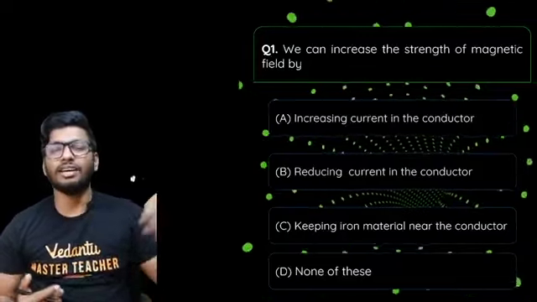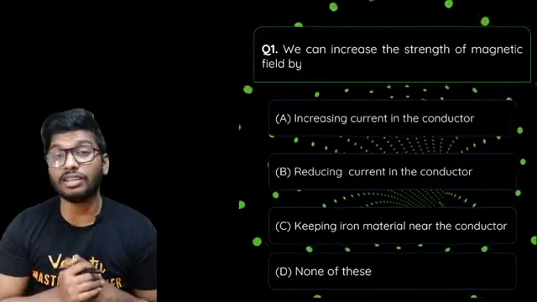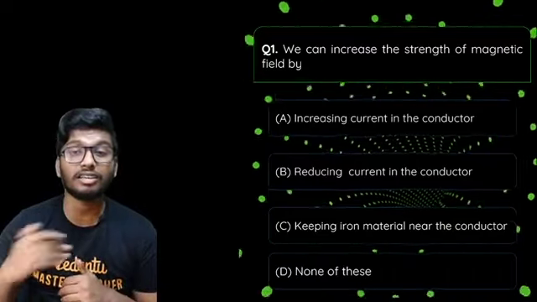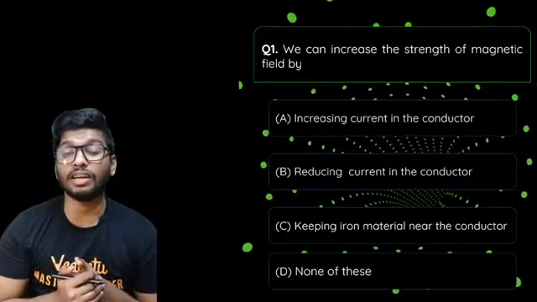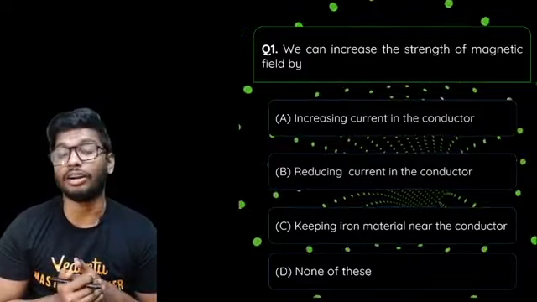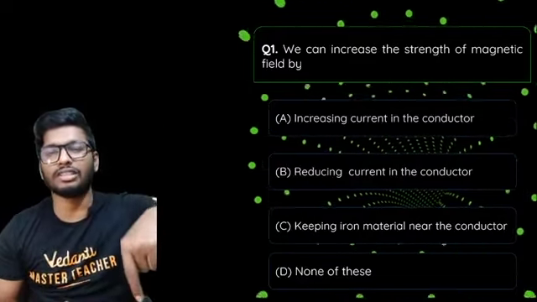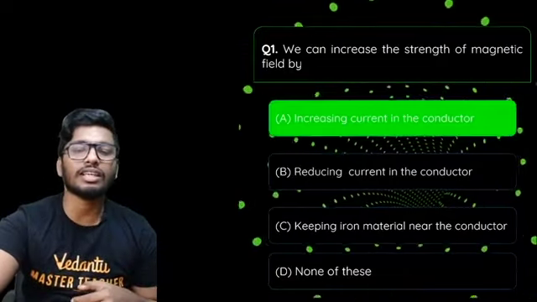Let's solve some questions and see where it takes us. Here's the first question. We can increase the strength of the magnetic field by doing what? Increasing the current in the conductor, reducing the current in the conductor, keeping iron material inside the conductor, or none of these. And the answer, guys, I know you know the answer. Put it down in the comment section below immediately. The answer to this question, guys, is option number A.